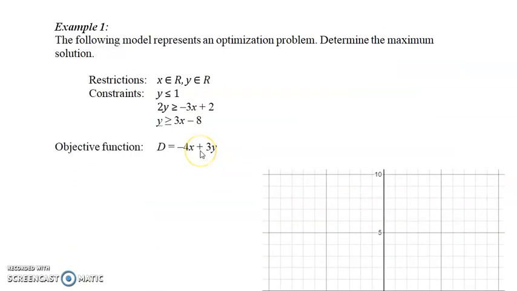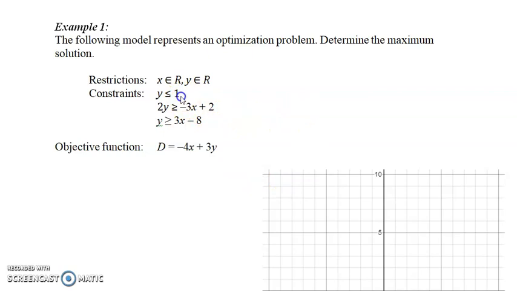So in example one, this is just a straightforward question. It says the following model represents an optimization problem. Determine the maximum solution. So the restrictions are the real numbers for x and y, that means it doesn't have to be integer values. The constraints are the three inequalities. We're going to graph those, all right? And finally, the objective function will allow us to calculate which one we want to pick. We'll probably get a triangle, and if we do, we'll pick the three vertices, the corner of each, and then we'll check to see which one has the value.